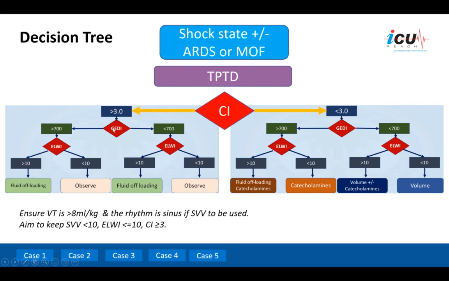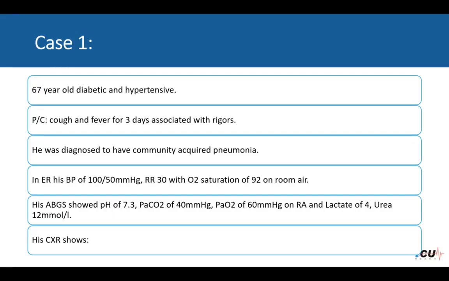Similarly, if the global end diastolic index is more than 700, at that time, with extravascular lung water index of more than 10, you would do fluid offloading. And less than 10, you would just observe and see how other parameters are put together. With this background, I would like to present the first case.